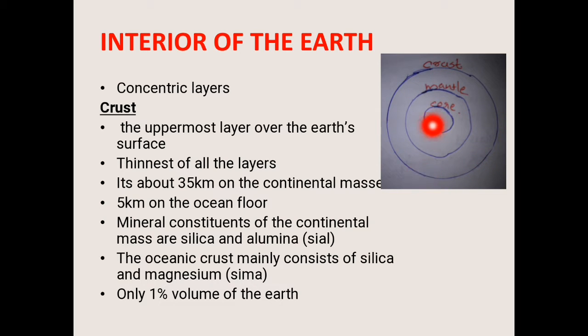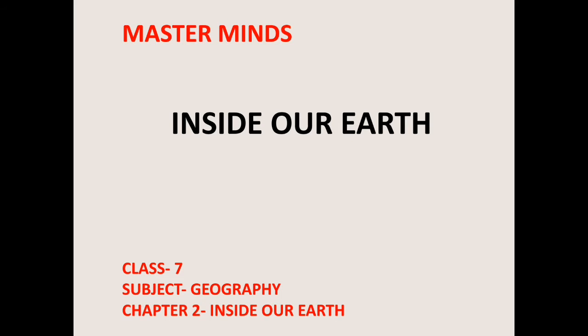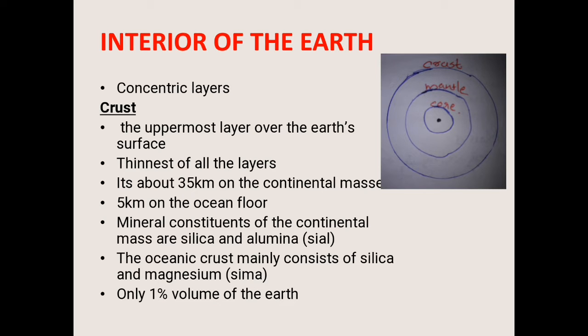The innermost layer is known as core, the middle layer is known as mantle, and the outermost layer is known as crust. And these layers are concentric layers. Concentric layers means their centers are the same. All the circles have the same centers, and that is known as concentric circles. And concentric layers means all these layers have a common center.